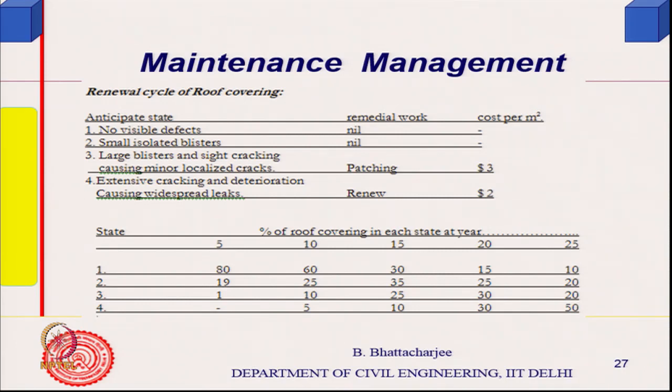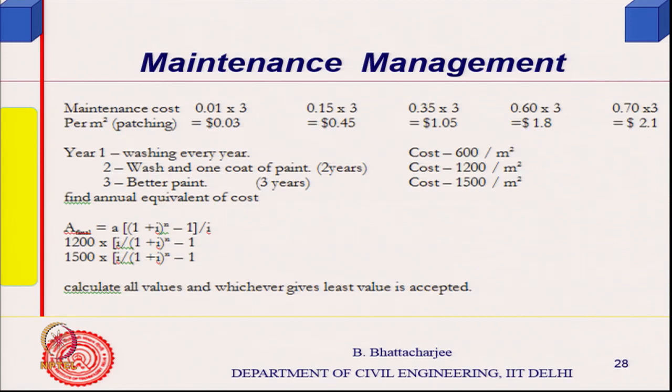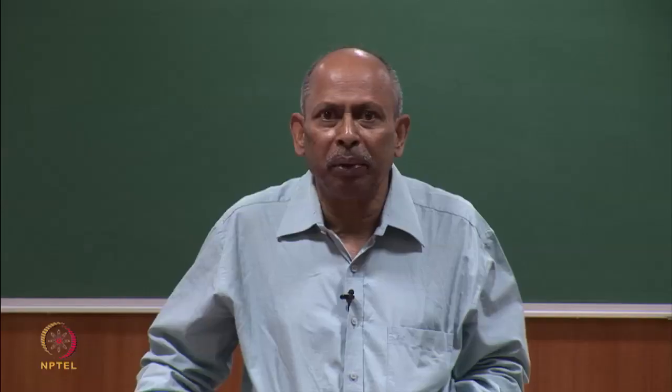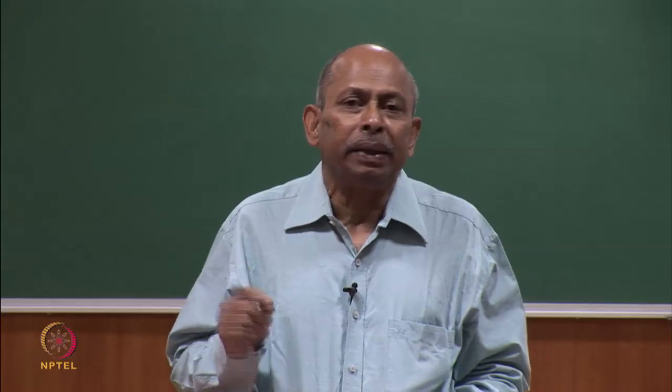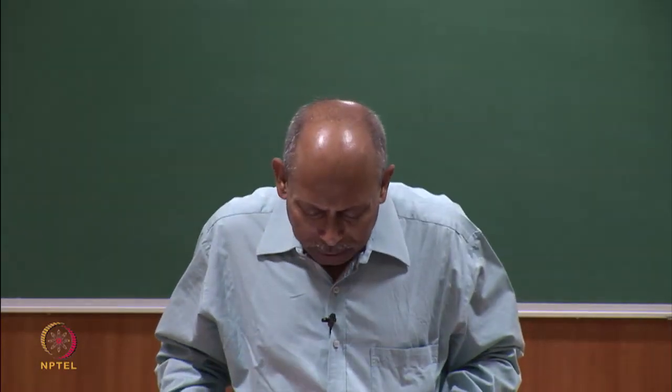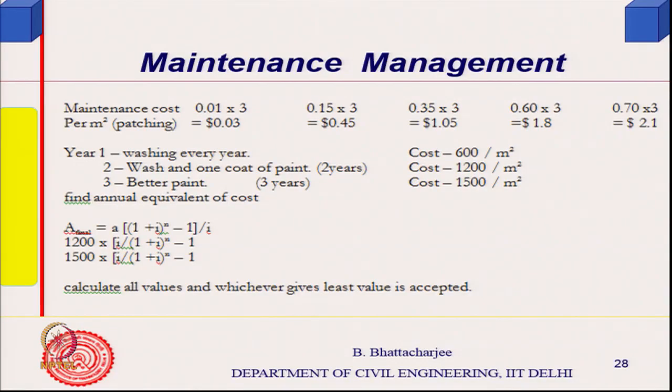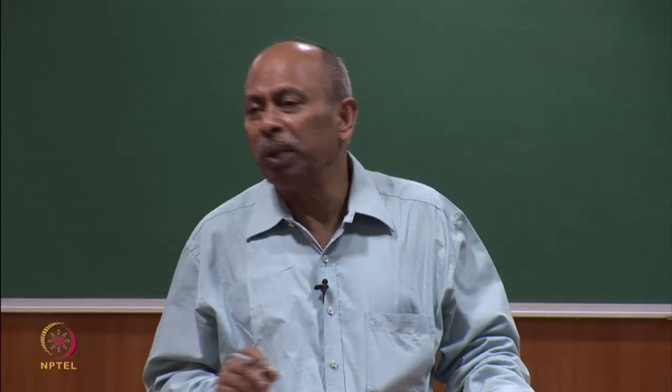And then we have also seen something related to painting. For example, external painting or a similar sort of thing, what we said was that you can have options: washing every year. A second option could be you wash one time, one coat and then paint, or maybe put a better paint every 3 years, and the cost is known. Then if the cost per unit area is known, you try to find out cost per year, but in all cases you can bring time value of money into consideration, that is interest rate and number of years involved. So, annual equivalent you can find out.